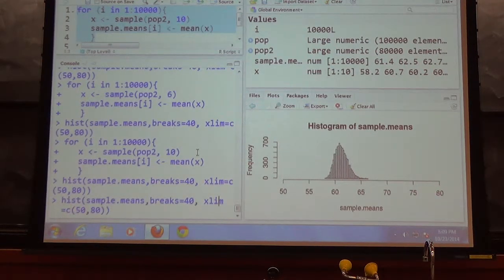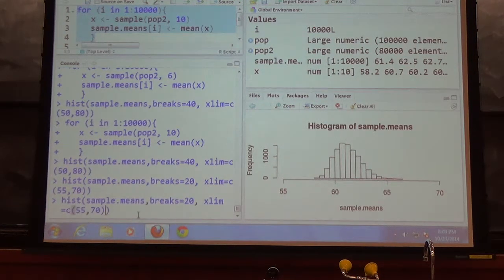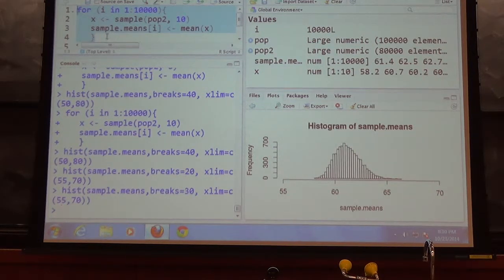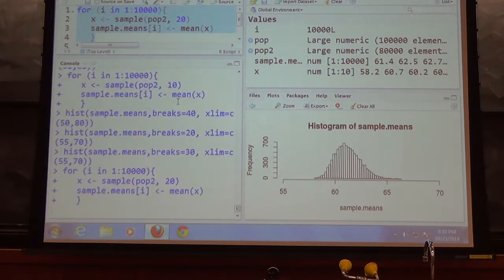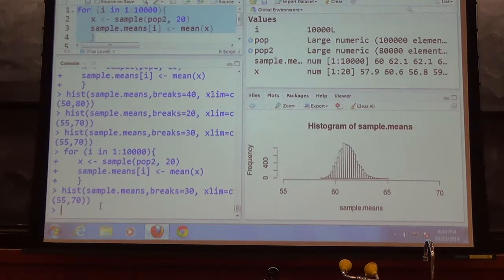I'm going to reduce my breaks to 20, and then I'm going to just change my x limits to 55 and 70, just so we get a closer view here. Maybe I'll increase my breaks again. Okay, so we're still getting something that's skewed here. So let's try taking samples of size 20. Okay. Less skew.